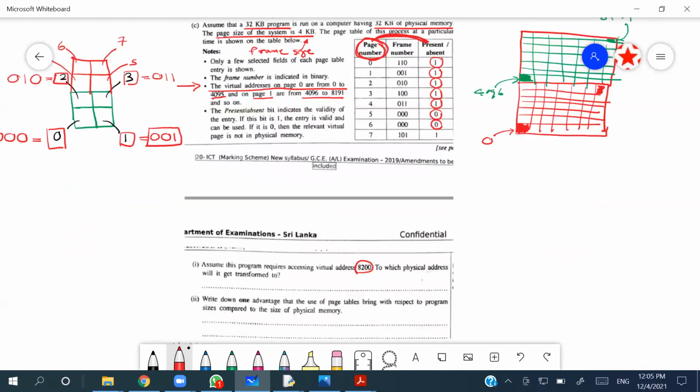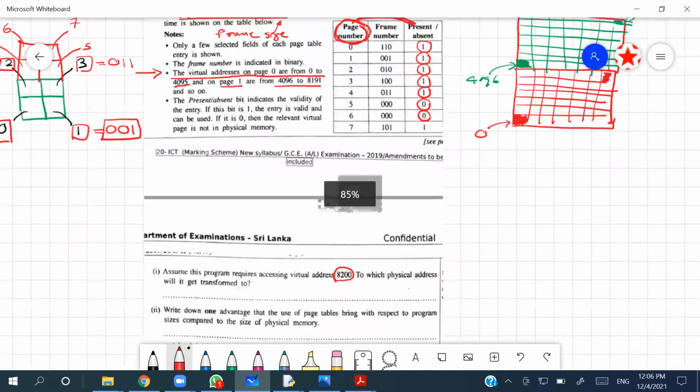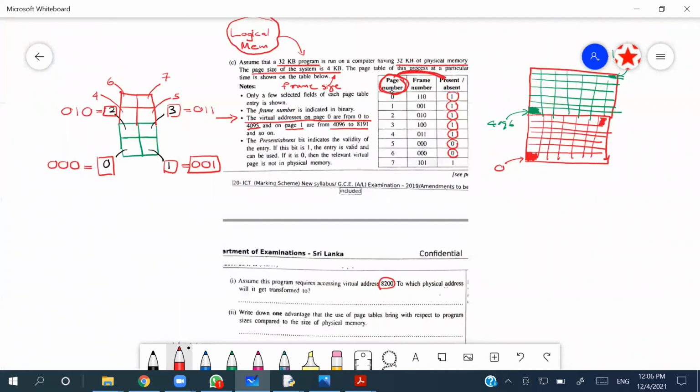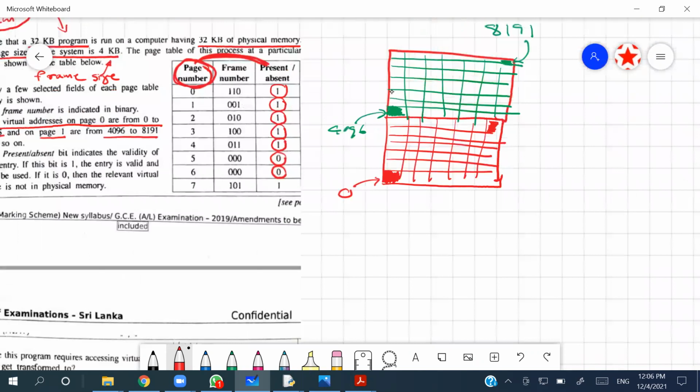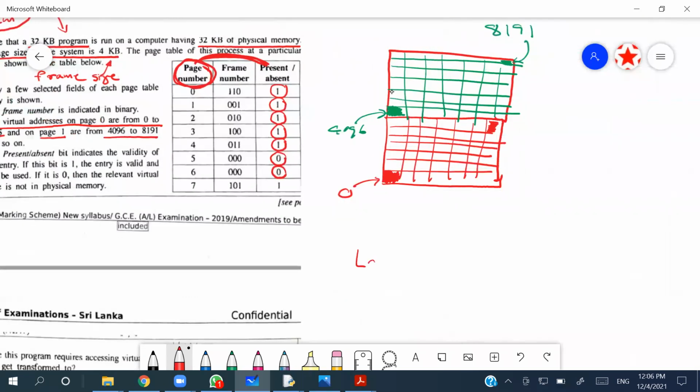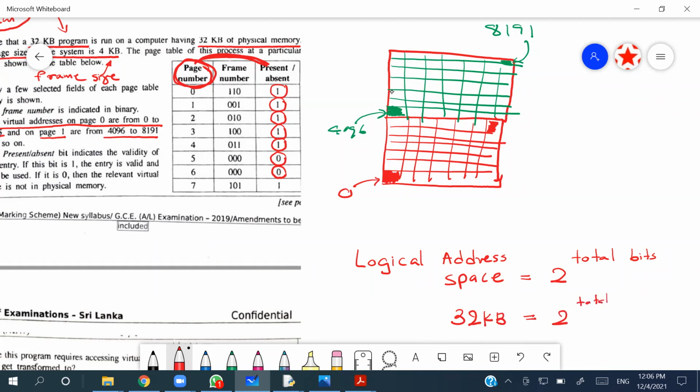Right? Now see how we are going to find that out. So the equation is: logical address space equals 2 to the power total bits. Logical address space means the logical memory capacity. So it's 32 kilobytes equals 2 to the power total bits.